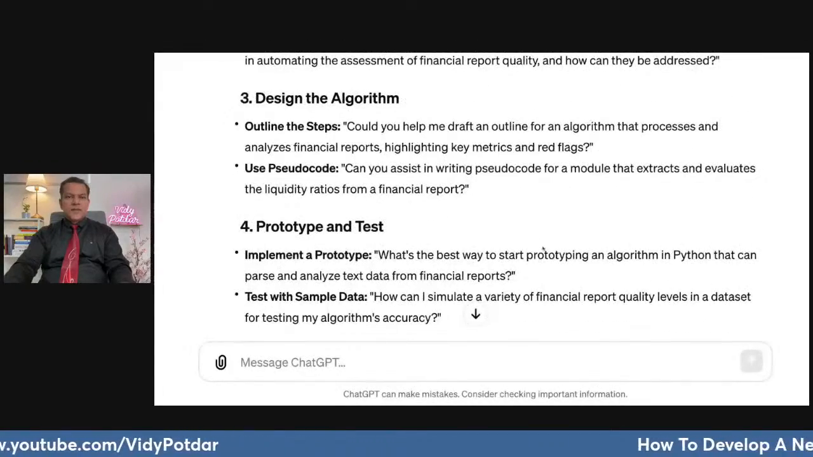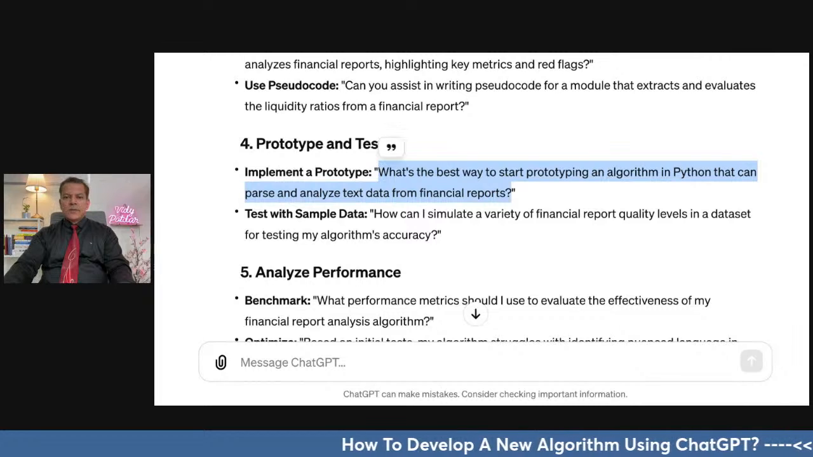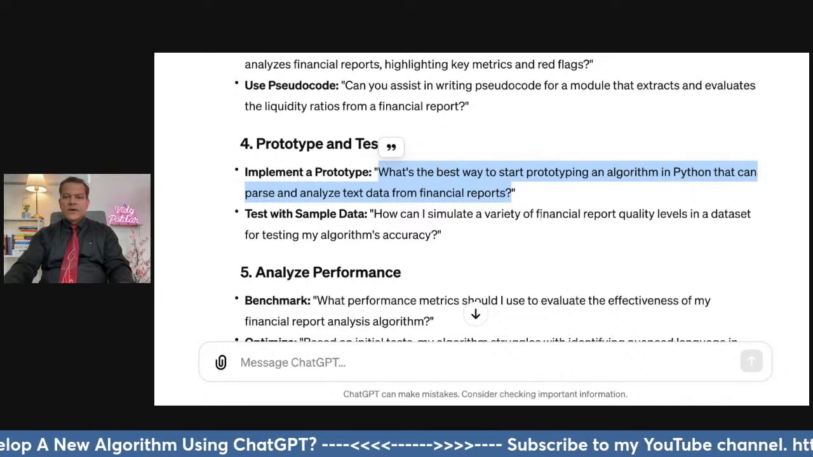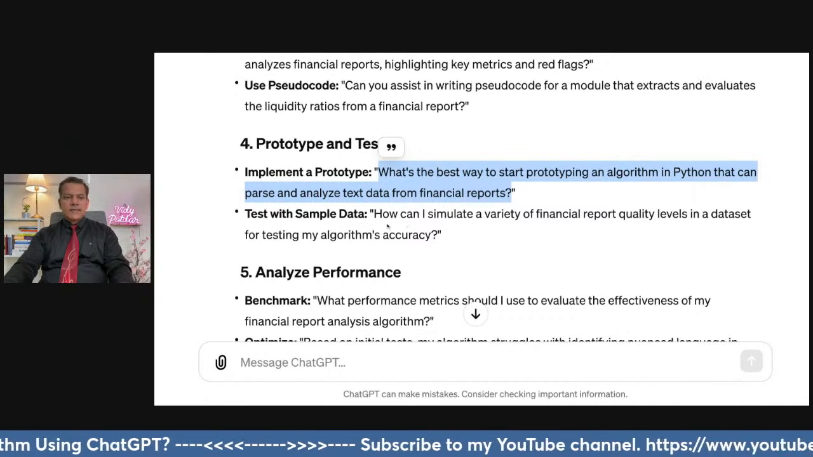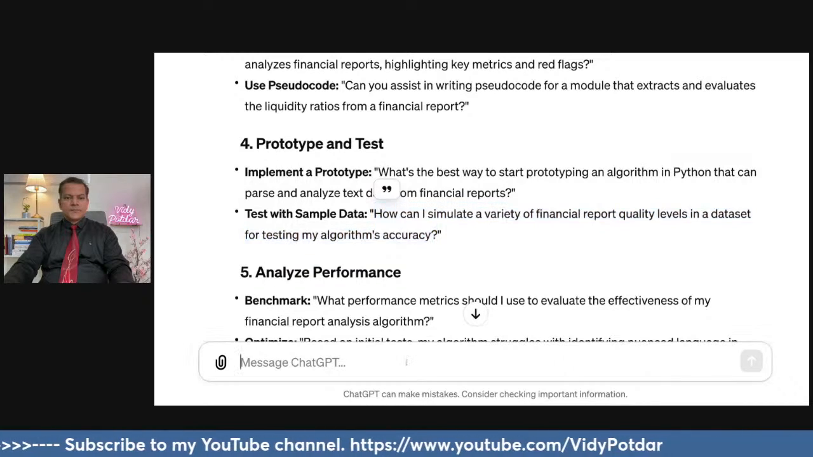Okay, so we have finished step 3. Step 4 was, what's the best way to start prototyping an algorithm in Python that can parse and analyze text from financial reports? Or how can I simulate a variety of financial report quality levels in a data set for testing? I think this is an interesting one. So I'll run this.